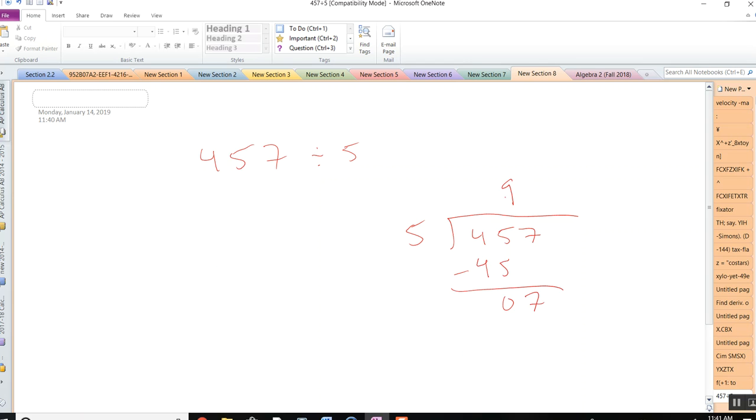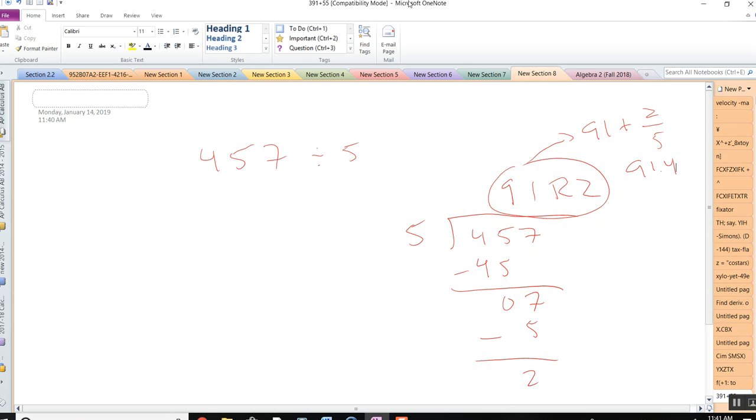How many times does 5 go into 7? Once. 5 times 1 is 5. So you put the 5 there. 7 minus 5 is 2, and that's a remainder. Another way we can express it is 91 plus 2/5. Whatever the remainder is, you always want to divide it by what you're dividing by, your divisor, on the outside. It actually becomes 91.4 if you did that in the calculator. So that's just a review of long division, which again should be some review, right?